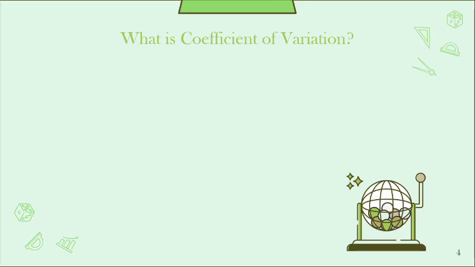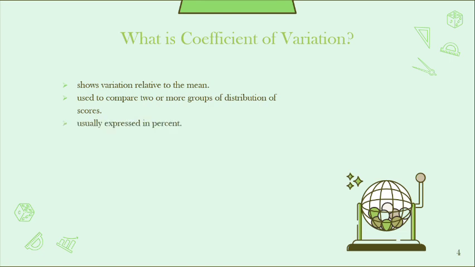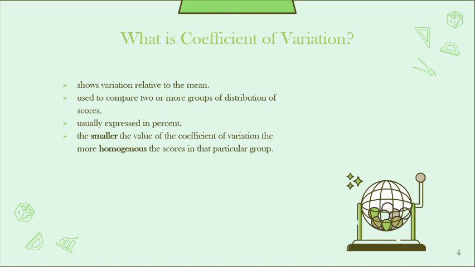Now, what is the coefficient of variation? The coefficient of variation shows variation relative to the mean. It is used to compare two or more groups of distribution of scores, usually expressed in percent. And the smaller the value of the coefficient of variation, the more homogeneous the scores in that particular group.